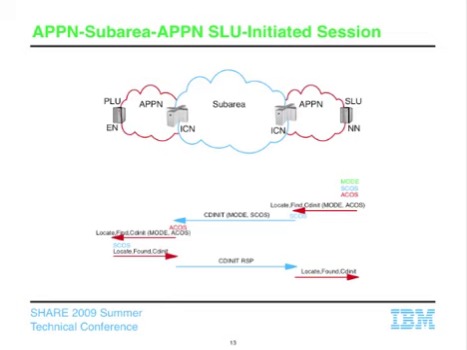The class of service in the subarea network has to be resolved at the secondary LU side of the subarea network. The class of service always resides at the originating LU side of the APPN network, whether the originating LU is the PLU or the SLU.